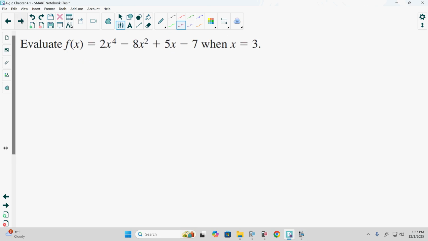Evaluate f of x equals 2x to the 4th minus 8x squared plus 5x minus 7 when x is equal to 3. So what this is asking us to do is to replace every x with 3, saying take this function here and replace every x with 3. Find out what is the value of this function when x is 3.